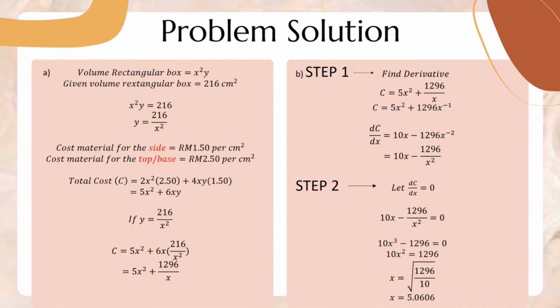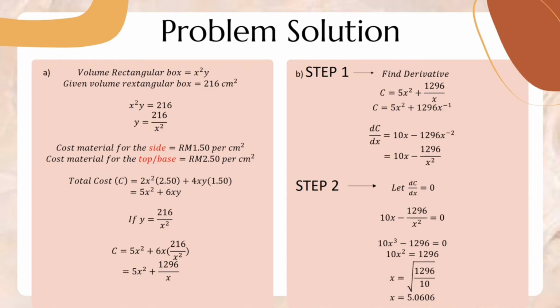So, we will get x squared y. The given volume is 216 centimeter square. So x squared y equals 216, and with y as the subject, y equals 216 over x squared.